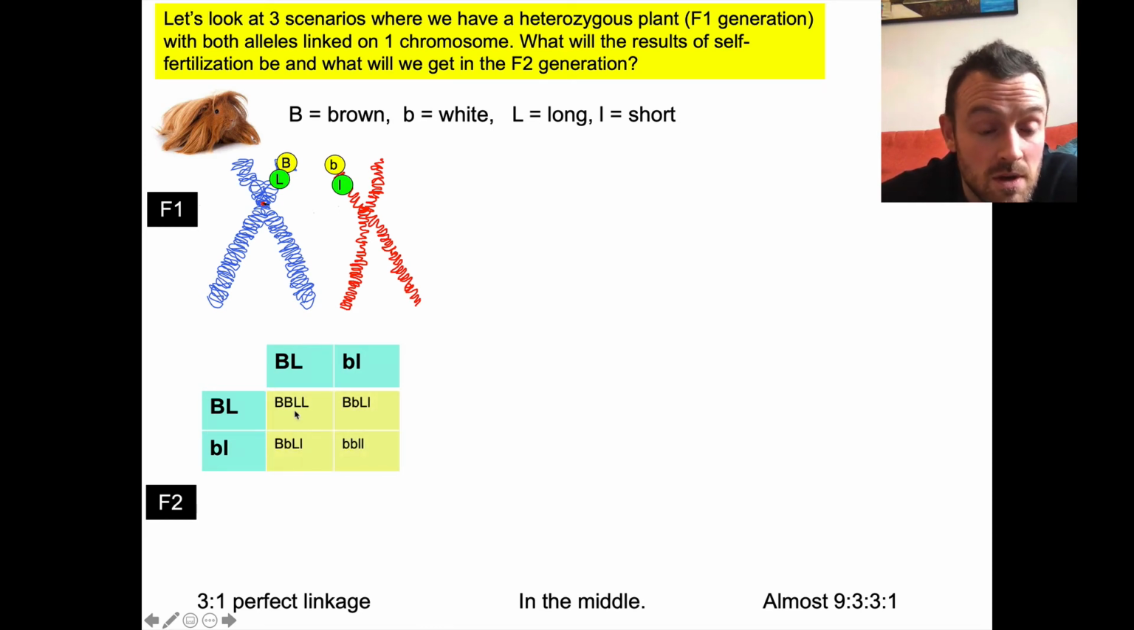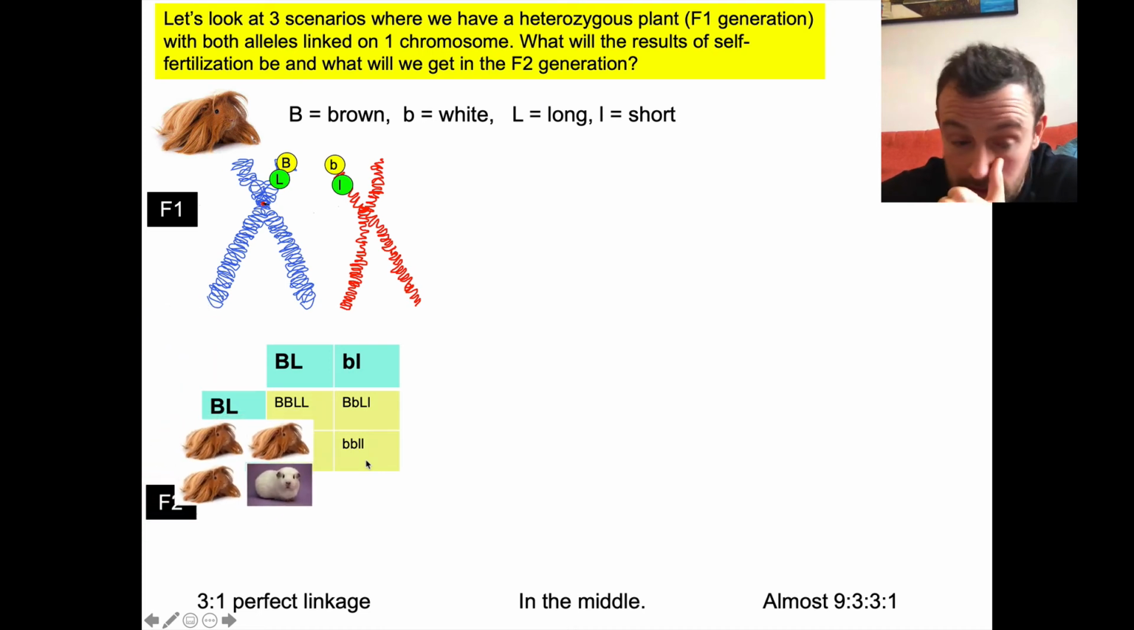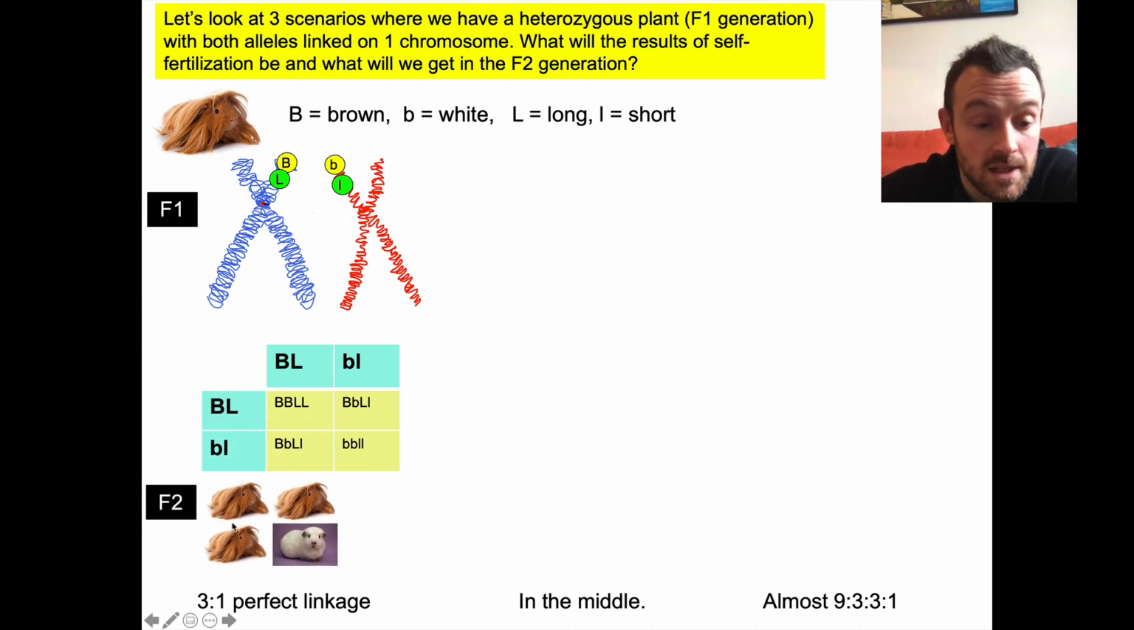If you look at these genotypes, you'll work out that this one and this one would all have brown long hair, and this one here would have white short hair, and that's what we'd see. So there's the expected genotypes and expected phenotypes there. So it's 3 to 1, sort of perfect linkage. Right. Well, here's another scenario.